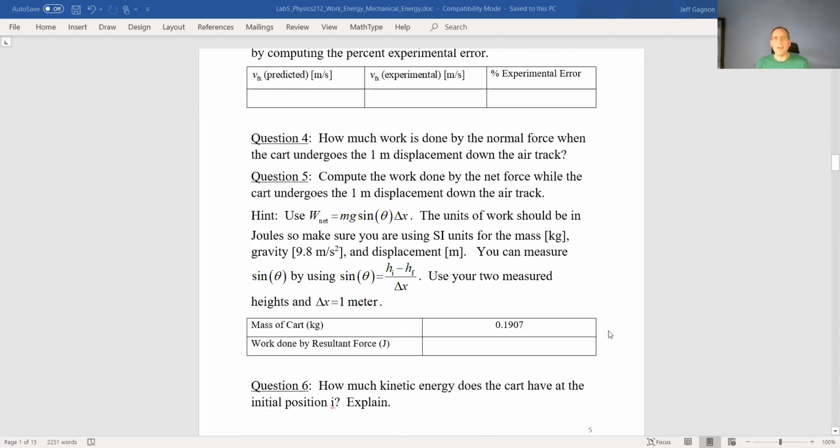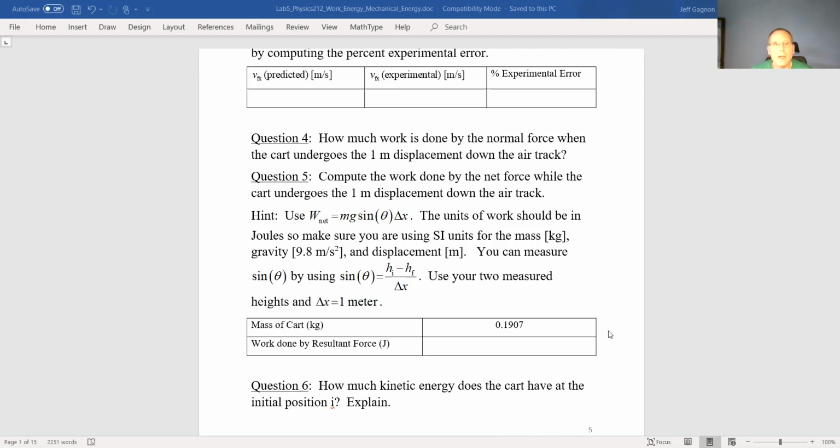Okay, question 4. How much work is done by the normal force when the cart undergoes the 1 meter displacement down the track? So again, you may know this already from lecture. Think about that. The normal force and the displacement vector make an angle of 90 degrees relative to one another. They're at right angles to one another. So that should help you answer that question. How much work is done just by the normal force when it goes down the 1 meter air track?